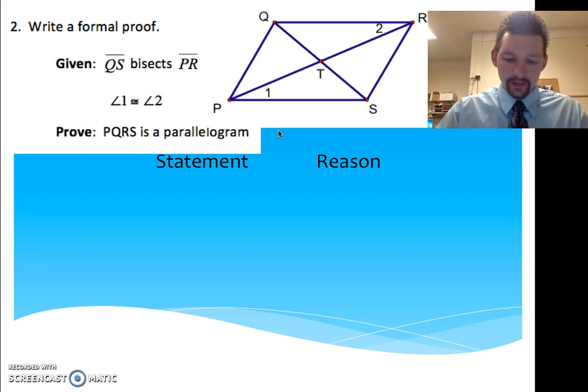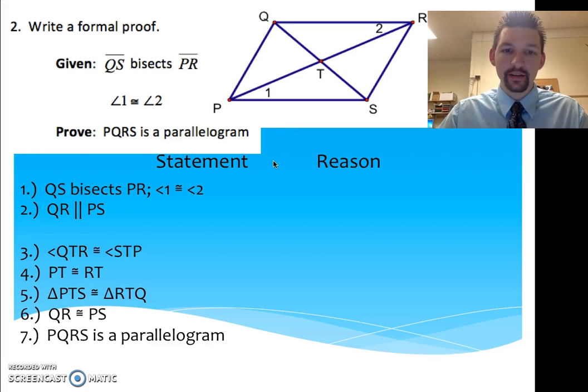So looking at this, we're trying to prove a parallelogram. So you can prove that opposite sides are parallel. You can prove that opposite sides are congruent. You can prove that the diagonals bisect each other, or you can prove that one pair of opposite sides are both congruent and parallel. So here are the statements that I came up with for this. It took me 7 steps. So here are the statements. See if you can come up with the reasons for each of those. Go ahead and pause now.